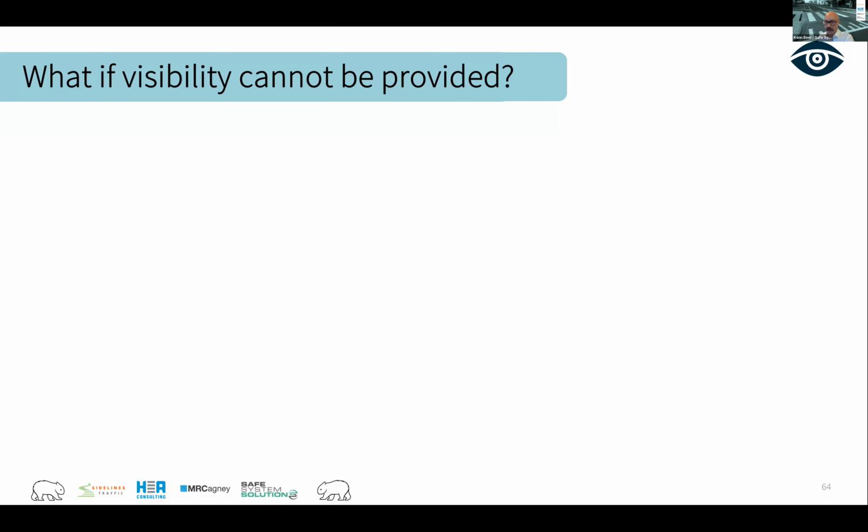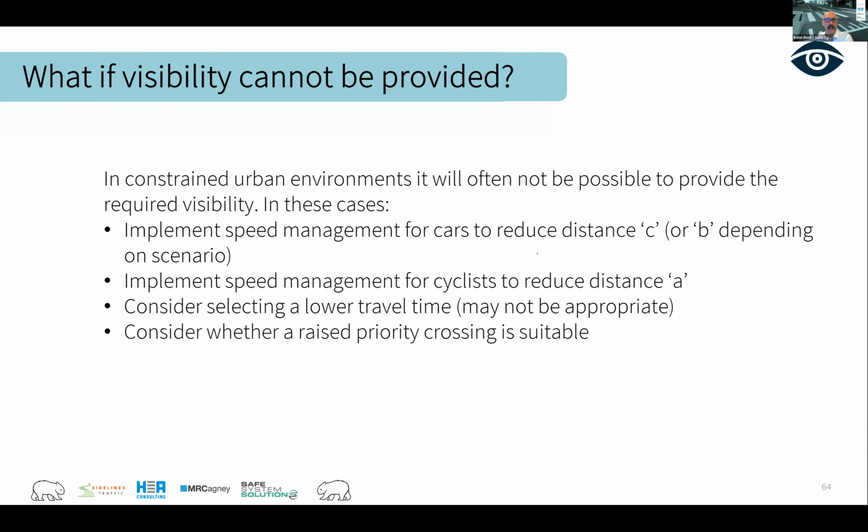Yes, these are all options, and it's all about thinking back to, okay, well, what are the fundamentals of sight lines, and what can we work as variables on that? So some good ideas there. So we think about, okay, can we reduce the speed of the cars on the approach as our first starting point, which changes that C or B, depending on the scenario, which is the distance back we're thinking about the car needing to be. Speed management then for the cyclist, potentially to reduce A.